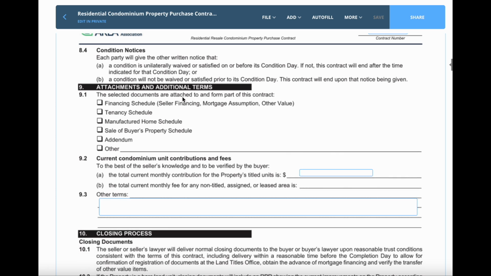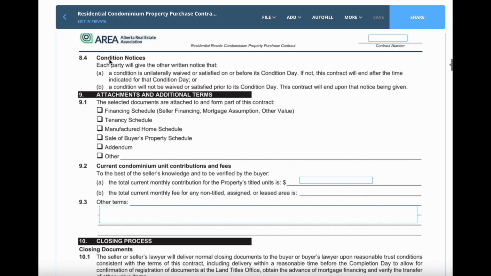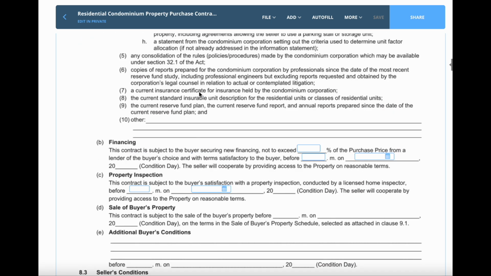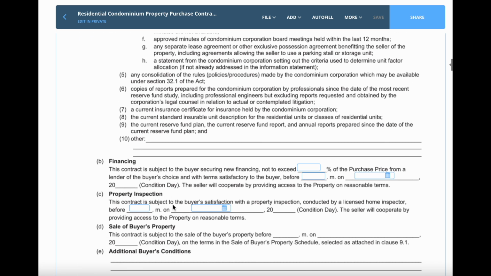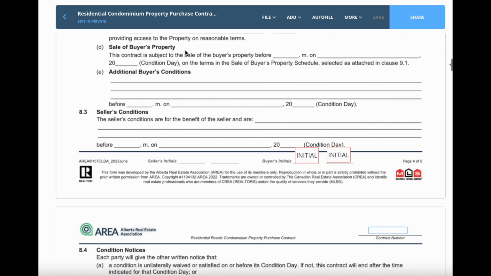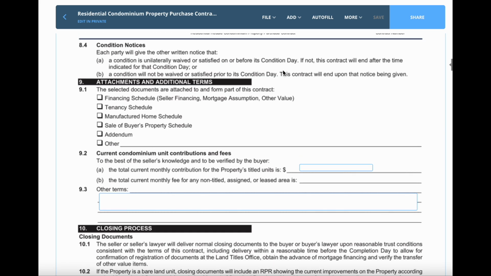Okay, we are behind the middle part now. So, condition notices. Each party will give their written notice that we are sending the waiver. And if not, this contract will end on condition date, or the condition is not waived and the contract is ending when we give that notice. So if we do the inspection here and we find out that there is, I don't know, something potentially dangerous or very expensive to fix, and the buyer decides to not buy this place, we will send a non-waiver and the contract ends with that.